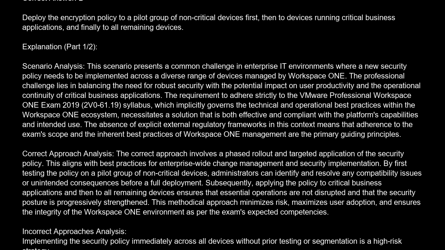Subsequently, applying the policy to critical business applications and then to all remaining devices ensures that essential operations are not disrupted and that the security posture is progressively strengthened. This methodical approach minimizes risk, maximizes user adoption, and ensures the integrity of the Workspace One environment as per the exam's expected competencies. Incorrect approaches analysis.